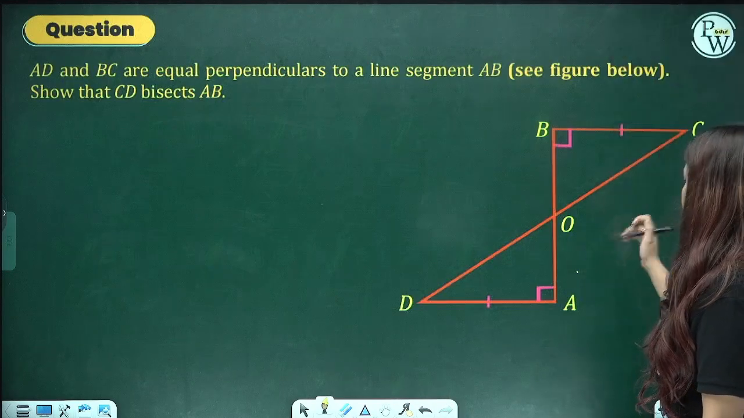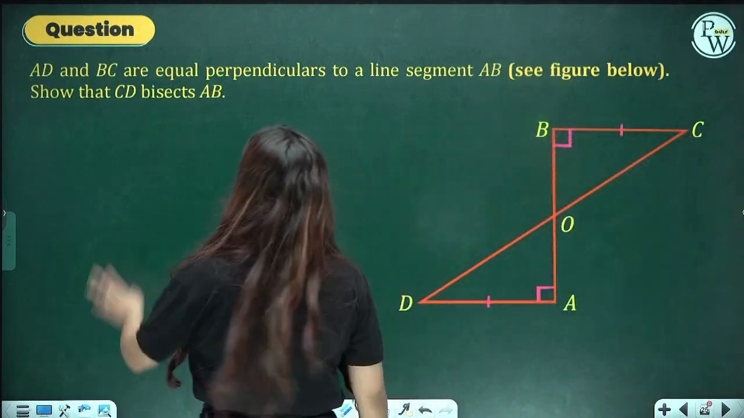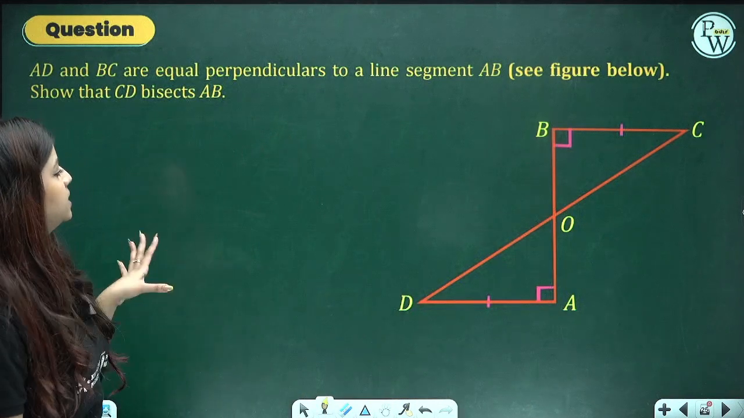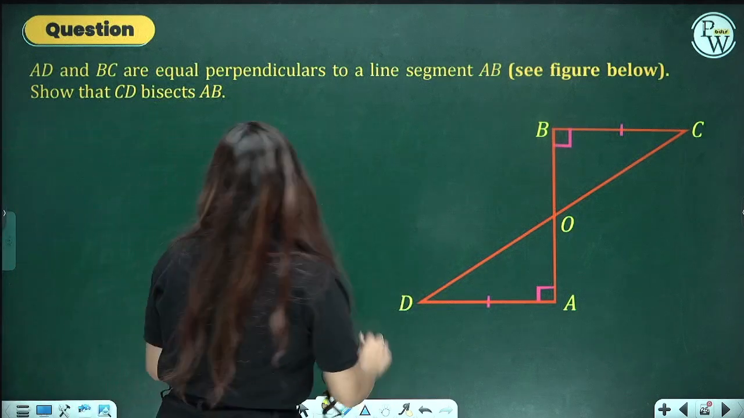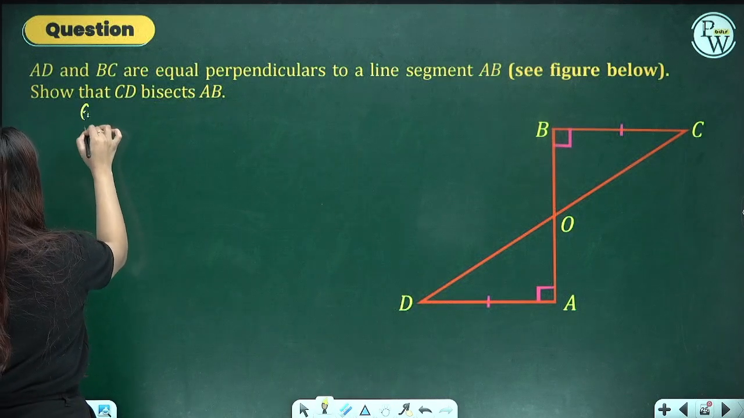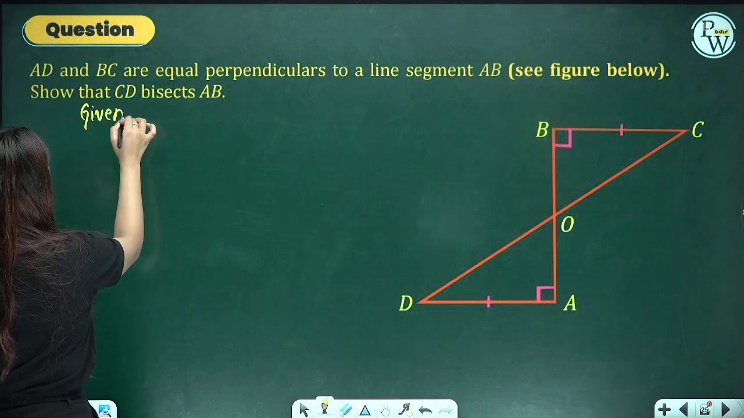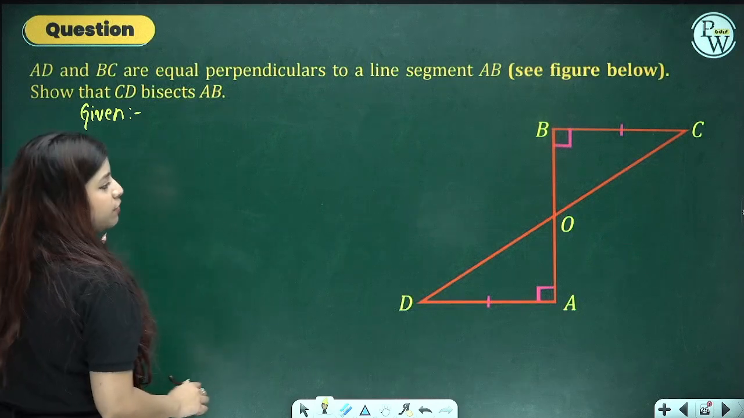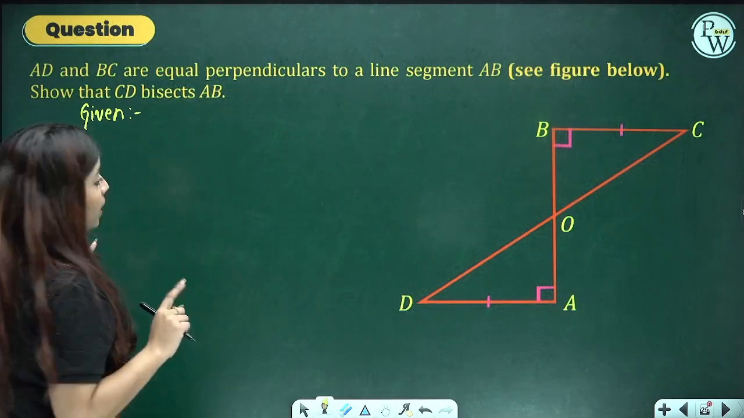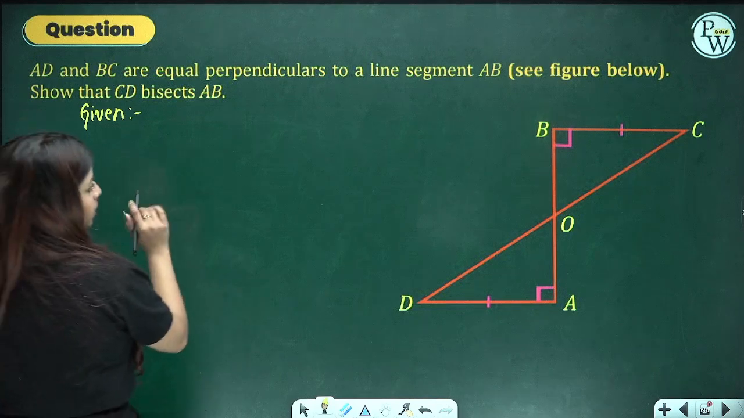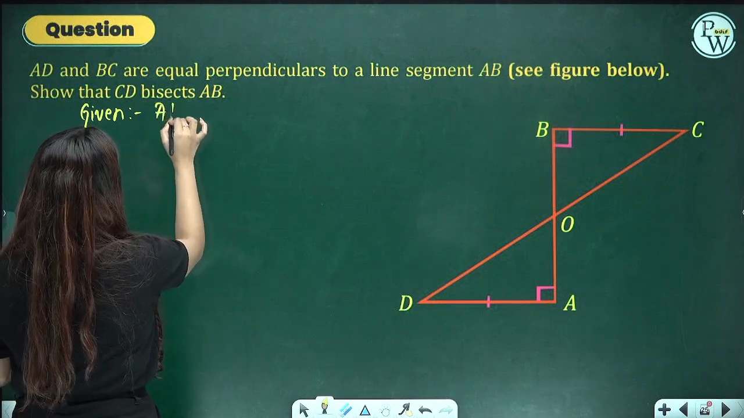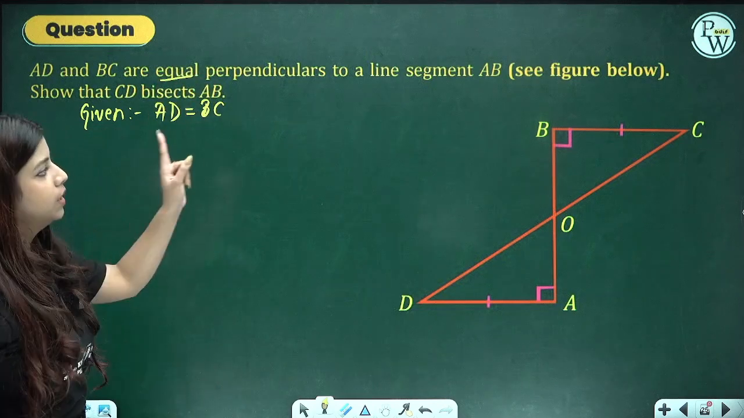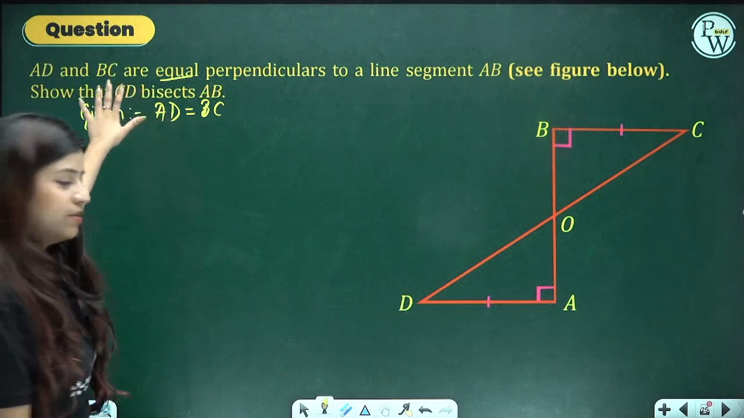Let's move forward and do a question. Over here, we have to show that CD bisects AB. First of all, let us write down what is given to us. AD and BC are equal perpendiculars. So we are given that AD is equal to BC, as they are the equal perpendiculars to the line segment AB. This is what is given to us, right?